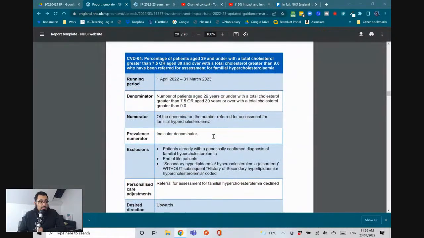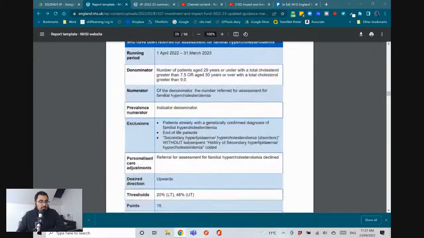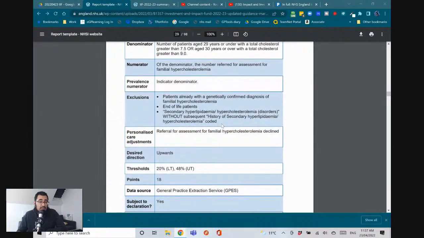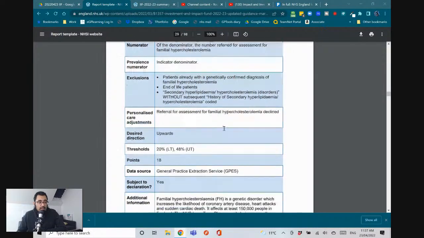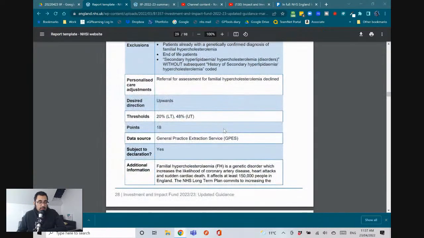And in terms of exclusions, this is patients already with a genetically confirmed diagnosis of familial hypercholesterolaemia, end-of-life patients, and secondary hyperlipidaemia, hypercholesterolaemia disorders without the subsequent history of secondary hyperlipidaemia codes and stuff. Personalised care adjustment is referral for assessment for hypercholesterolaemia declined. So if the patients decline the referral, it's an upward trend with a 20% lower threshold and 48% upper threshold, with 18 points and stuff through the GP service.